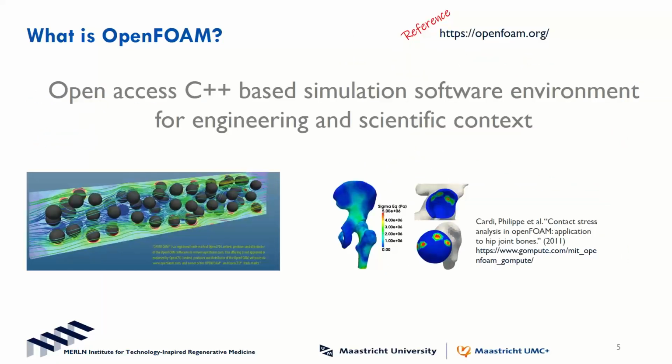To describe it more scientifically, it is a C++ based simulation software, and it's often used in engineering and scientific contexts. I've seen it being used for mechanical applications, even though I have not used it yet, maybe for fluid flow around a scaffold, or like here on the right, for a hip joint movement and how the stress is at each point. You can also do that.